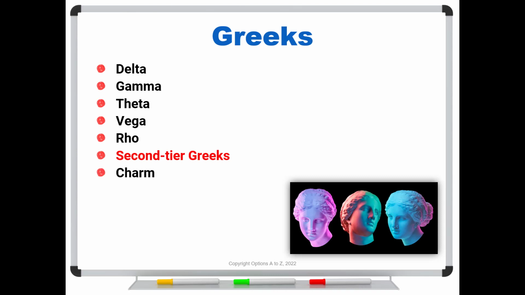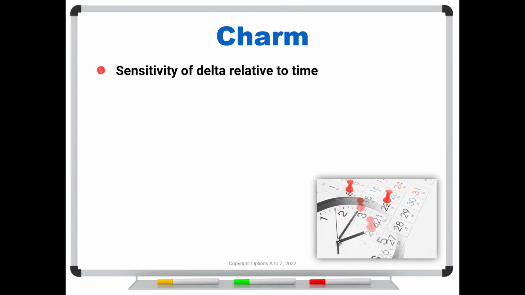So what is charm? Charm is sometimes called T delta. And what that means is that it is the effect of time on delta. So that first letter T, that's the variable that we're moving, time. And how is it affecting delta? So you might also hear it called T delta. So charm is the sensitivity of delta relative to time.